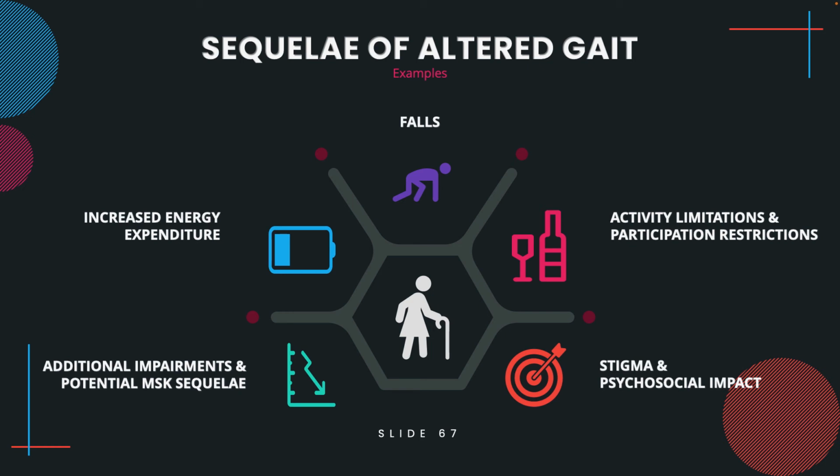And then the stigma and the psychosocial impact. So oftentimes we may hear that somebody is concerned that other people may think that they've had too much to drink because of the way that they're walking, or that everyone in a crowd is looking at them because their gait pattern is so different. And so this can present even an additional barrier towards getting out and participating in the activities that they once loved to participate in because of that anxiety of having people potentially looking at them or judging them.